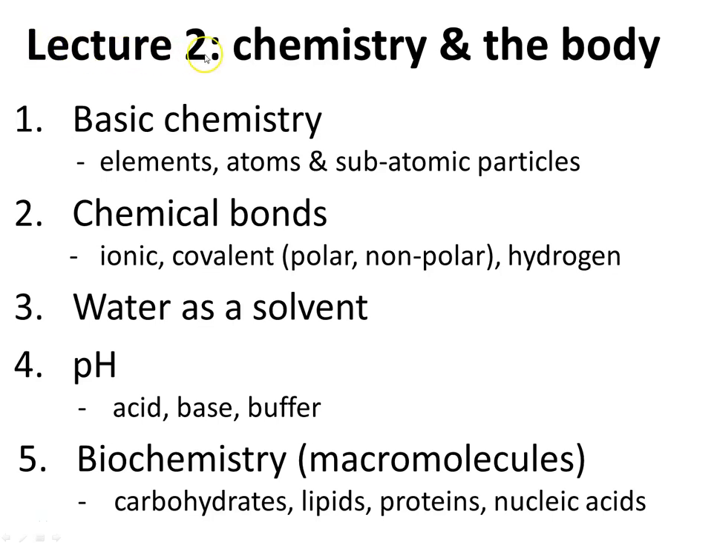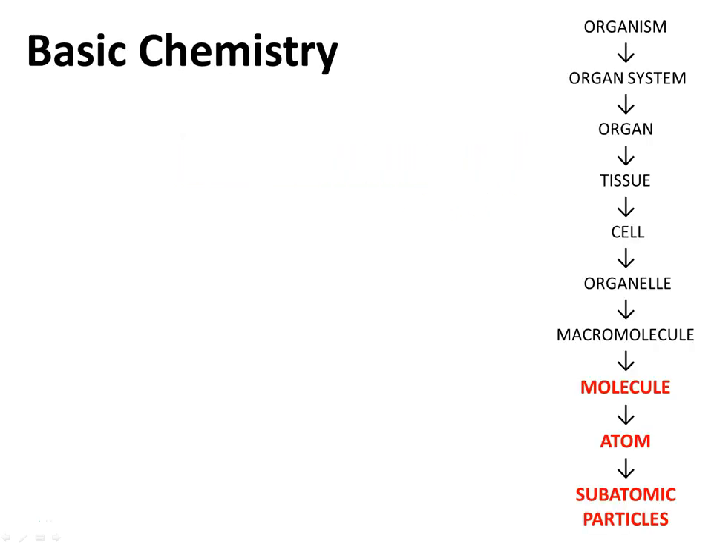Hi everybody, welcome to Lecture 2, Chemistry in the Body. We're going to do part 1 out of 5 parts, and in part 1 we're doing basic chemistry, elements, atoms, and subatomic particles. The column on the right of the slide represents the hierarchy of life, where biological structures are organized from simplest to most complex.